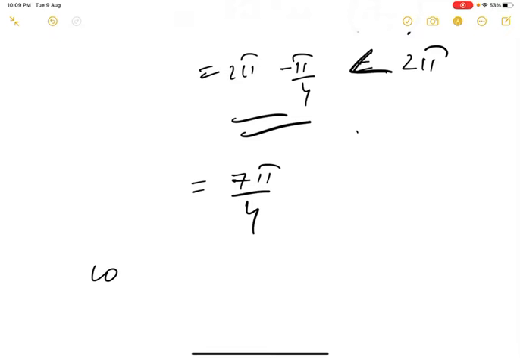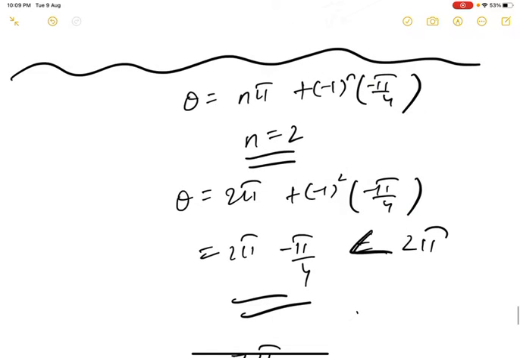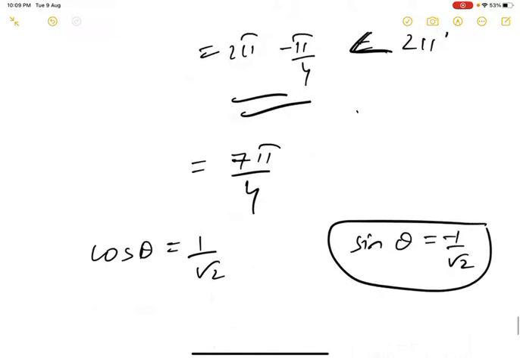Now I have to check, does it satisfy this? Cos of theta is 1 by root 2 and sin theta is minus 1 by root 2. It will satisfy the sine condition, because for sine only I'm solving, right? For sine only I'm getting the general solution. I have to check if it is satisfying cos.